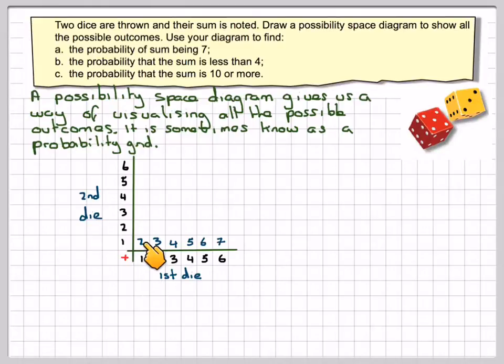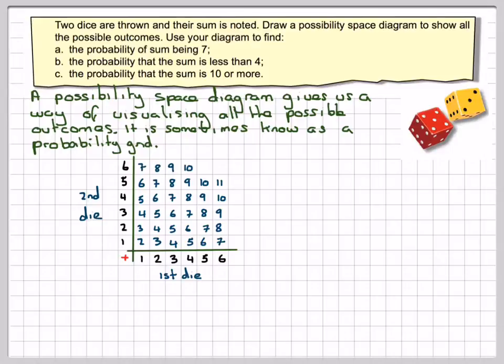Then we carry on. A 1 and a 2 is 3, and we can just carry on like that. So we get 4, 5, 6, 7. Carrying on again, 4, 5, 6, 7, 8, 9. And then the next one will be 5, 6, 7, 8, 9, 10. 6, 7, 8, 9, 10, 11. 7, 8, 9, 10, 11, 12.